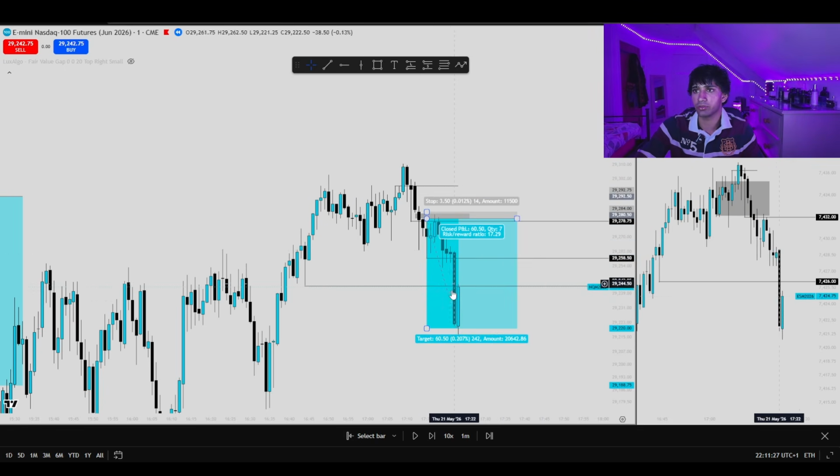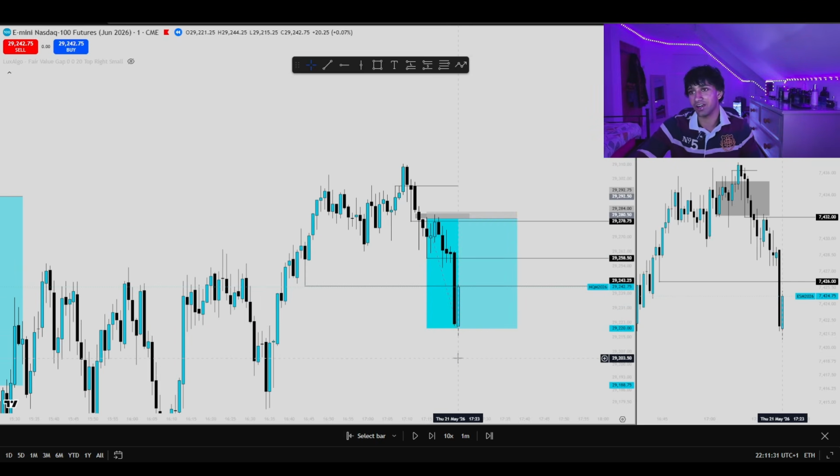Bang, and there we go. 2R smashed. That candle aggression was crazy. I remember seeing it at the time. Absolutely spot on entry, spot on execution, and that is exactly what we do every single week. If you go back on the channel, you'll be able to see me take this trade live.